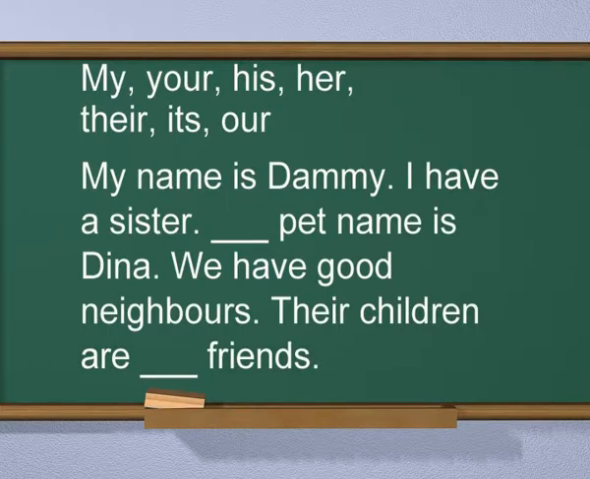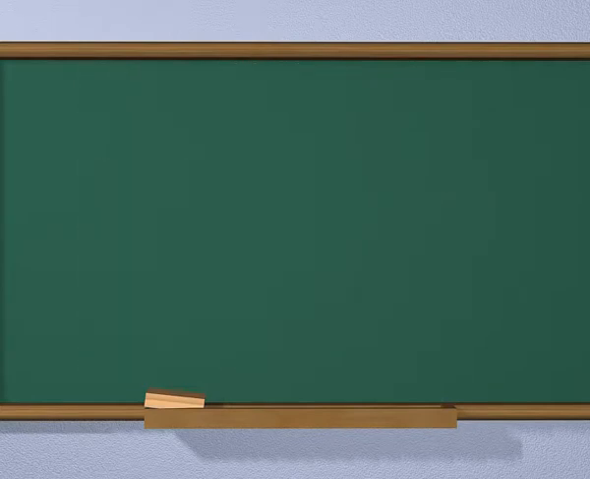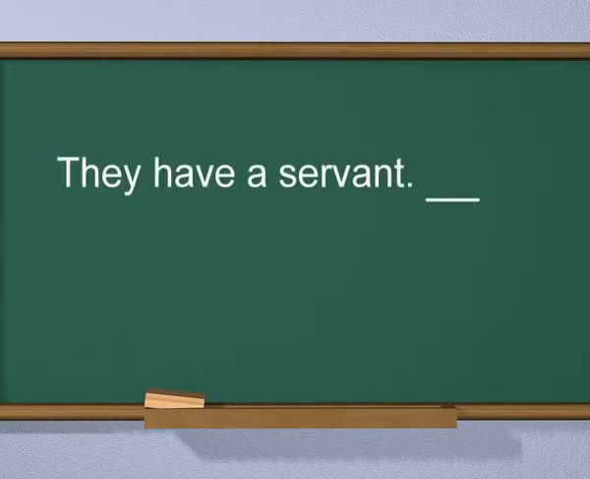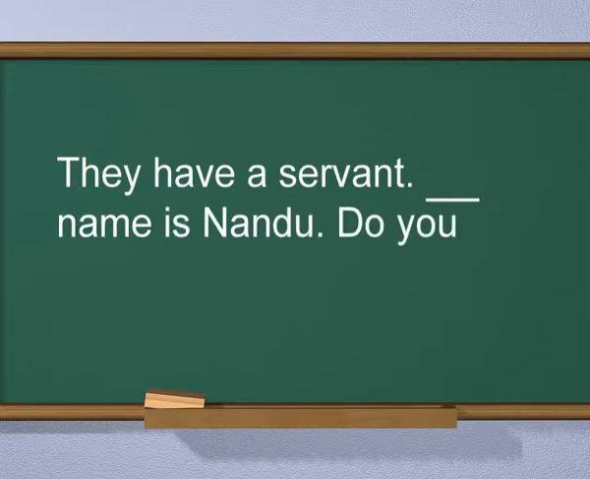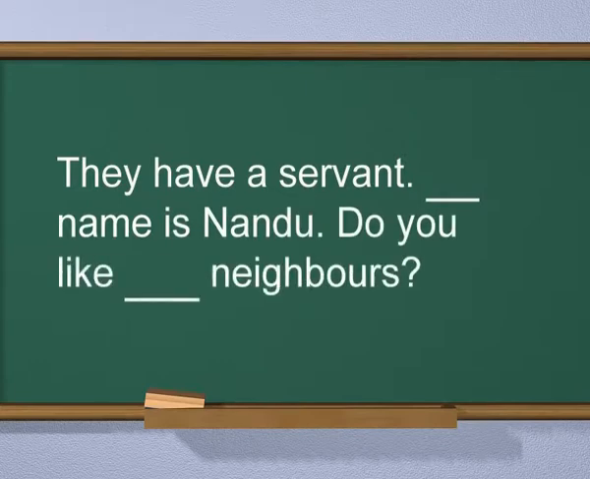Let's now fill the possessives in the blanks. My name is Dammy. I have a sister. Her pet name is Dina. We have good neighbors. Their children are my friends. They have a servant. Dash name is Nandu. Do you like dash neighbors?